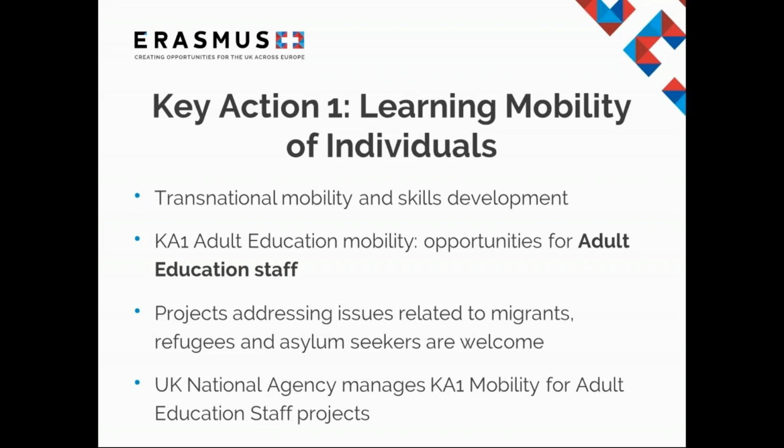Please note that for staff teaching primary school children, for example, you would not be eligible to apply under Key Action 1 Adult Education, and your application should be placed under Key Action 1 Schools. If you're unsure whether your target group fits within the adult education spectrum, please contact the UK National Agency for further support. The aim of a Key Action 1 Adult Education project is to provide adult education staff with an opportunity for professional development, which will also increase their organization's adult education provision.